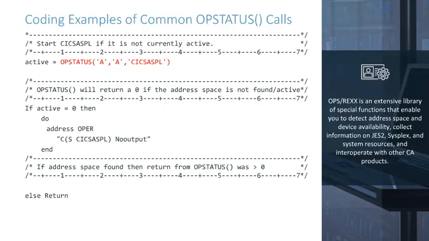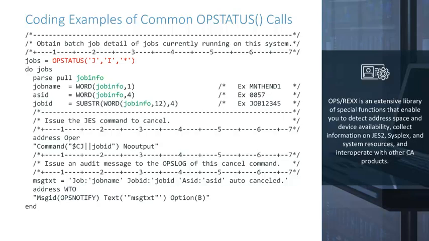The logic would process the active variable accordingly and either start the address space or exit the logic. This will be the general OPSTATUS function code needed within your automation when you need to do some logic based on the existence of any ACID being active or not on the system.